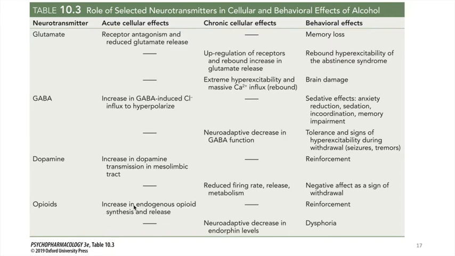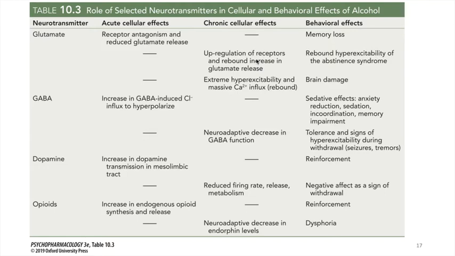of alcohol. However, there's the chronic cellular effects, as typical with brain compensation, are often the opposite of what you achieve in the acute cellular effects. So you have a receptor antagonism of NMDA receptor. If you antagonize NMDA receptors, you're going to upregulate NMDA receptors to help compensate for that. So the upregulation of receptors, you're seeing a rebound increase in that glutamate release to sort of try and compensate for the chronic reduced glutamate release.